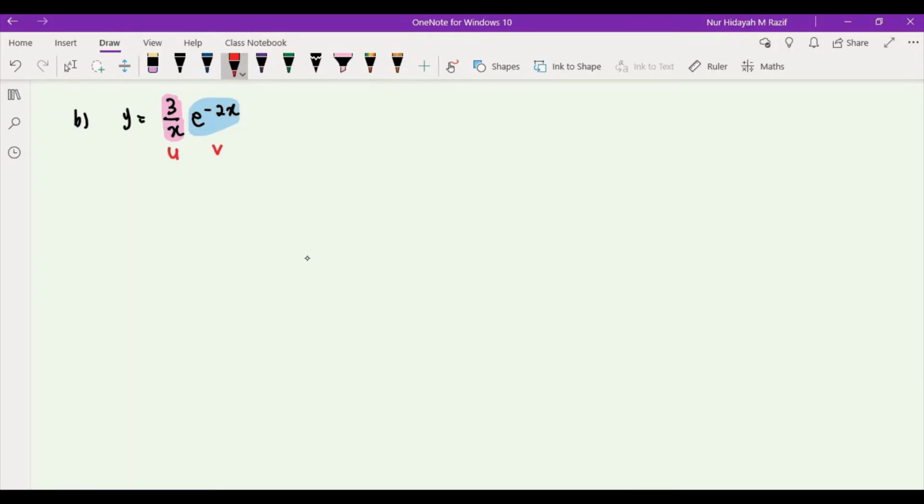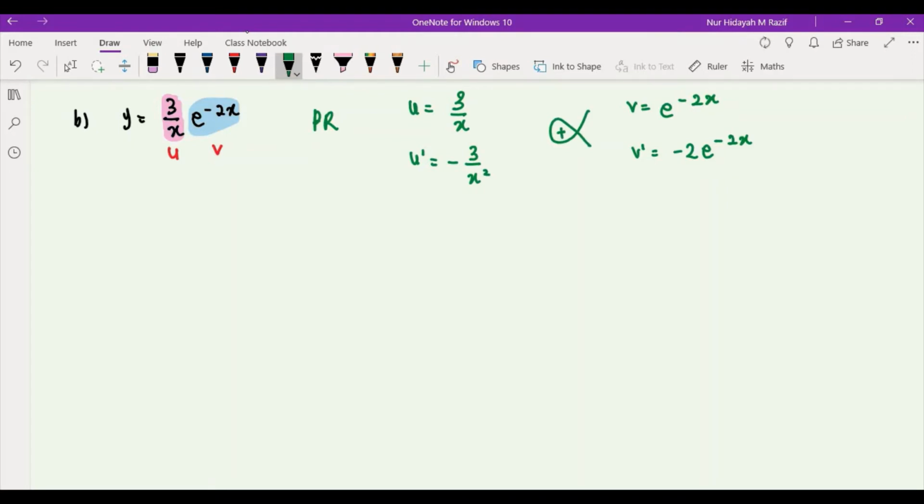So this one will be my u and that one will be v. So this one is the product rule. u is equal to 3 over x and my v will be e to the power of negative 2x. And from there, I can find my u prime, which is negative 3 over x squared, and my v prime will be negative 2 e power of negative 2x. And again, the formula will be v u prime plus u v prime for my dy/dx.